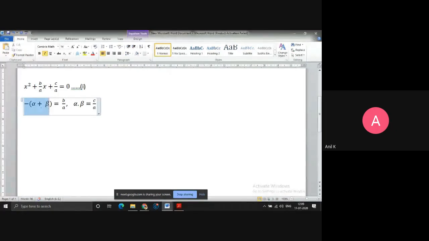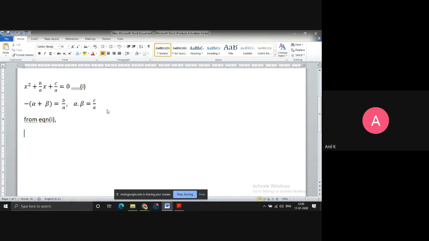Minus of alpha plus beta equals b upon a, and alpha into beta is c upon a. So what I do here is, in place of b upon a, I'll replace minus alpha plus beta, and in place of c upon a, I'll replace alpha into beta. So here I'll write, from equation 1, what do you get?